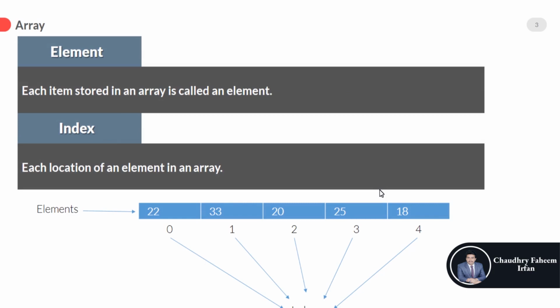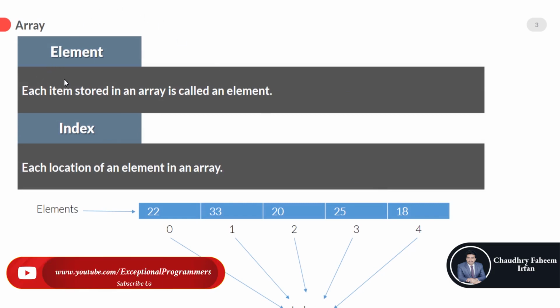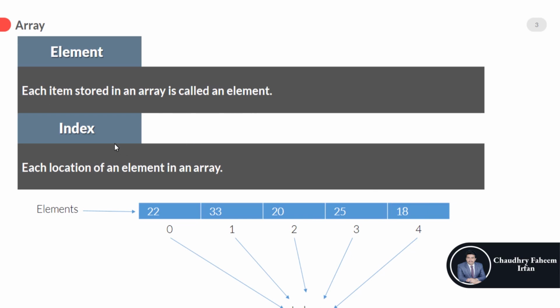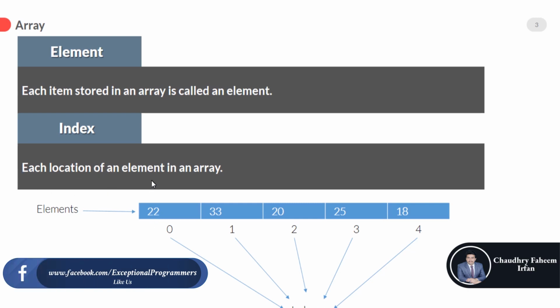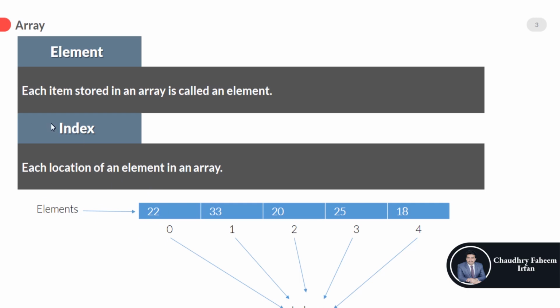Here are the two definitions: element and index. What is an element in the array? Each atom stored in an array is called an element. 22, 33, 20, 25 and 18 are the elements in the array. Index: each location of an element in an array is called the index of the array. Like by using this 0, we can get this value 22. So the location of the element is called the index.